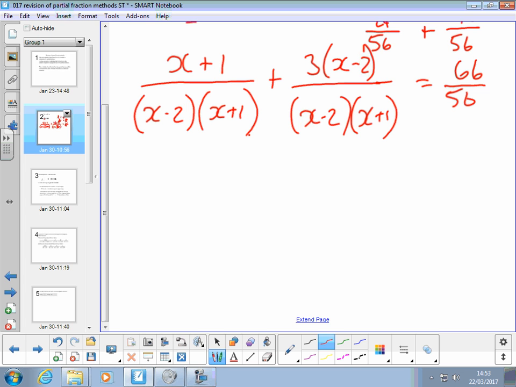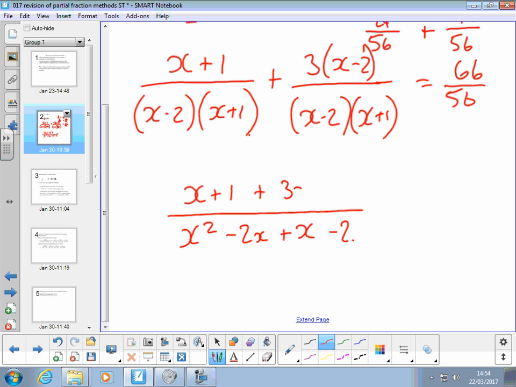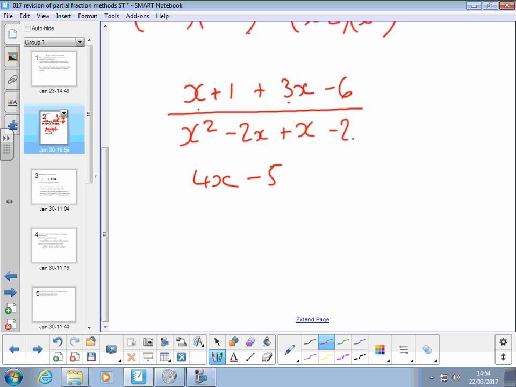Now, what we can do then is some simplification. If I multiply out the bottom brackets, what do I get? x squared minus 2x plus x minus 2. Just multiply each term together. Okay, we'll simplify that again in a minute. And then up the top, I've got x plus 1 plus, and then we can multiply these brackets out, 3x minus 6. All follow? And then in both parts, we can bring together like terms. So we've got x and 3x, 4x, plus 1 and minus 6 is minus 5. That's the top line.